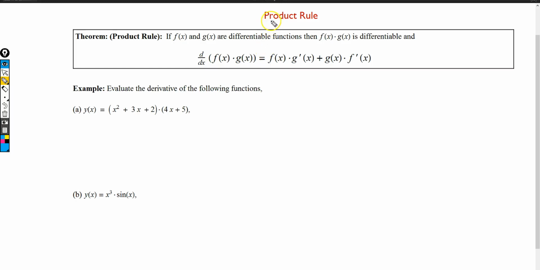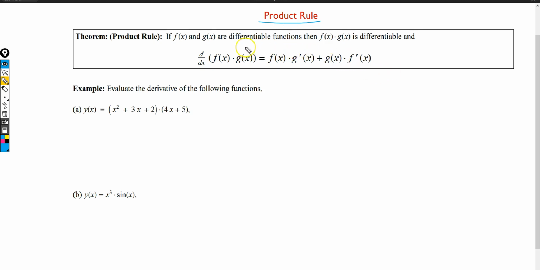In this lesson, we're going to cover the product rule. Now, as its name implies, the product rule is going to give us a way of differentiating the product of two functions. So this is going to greatly expand the types of functions that we can differentiate.